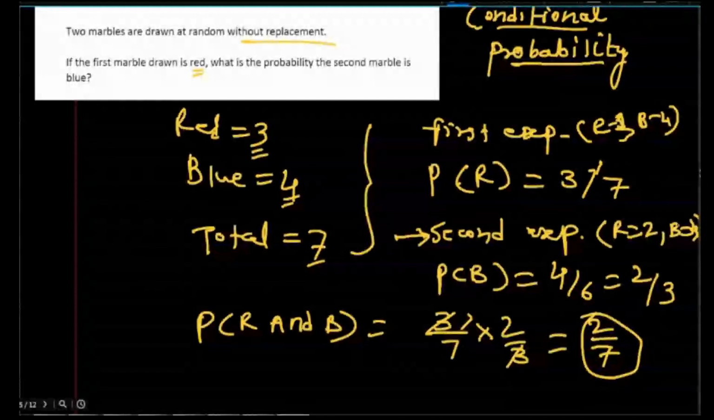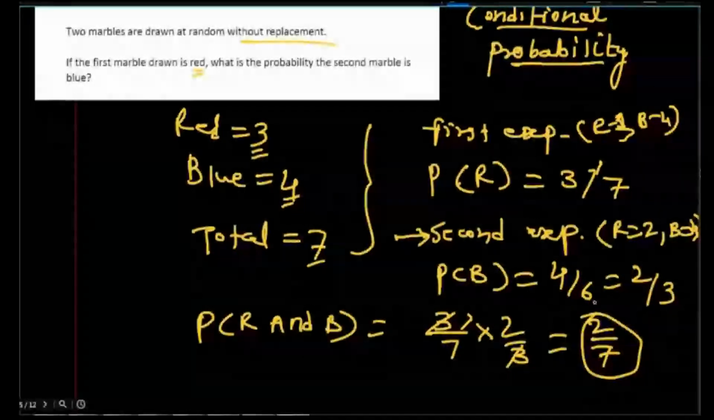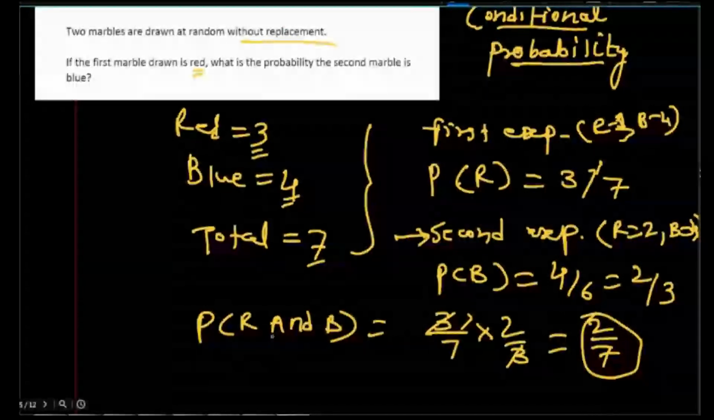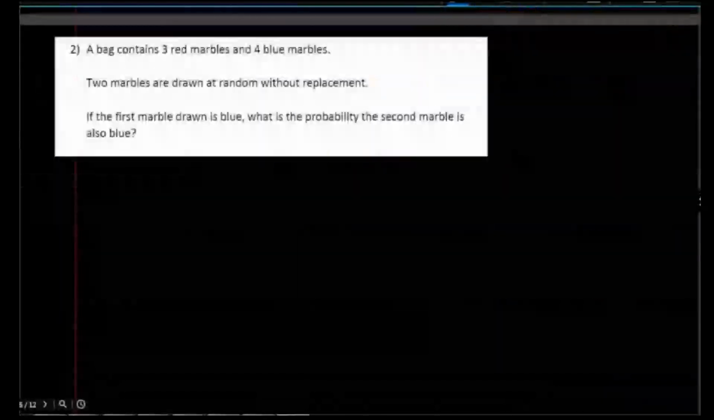Total marbles will change to 4 plus 2 equals 6. So the probability of picking the blue marble out of 6 marbles is 4 divided by 6, or 4C1 divided by 6C1, which equals 2 by 3. Now just multiply these two, R and B, and we get 3 by 7 into 2 by 3, which equals 2 by 7.